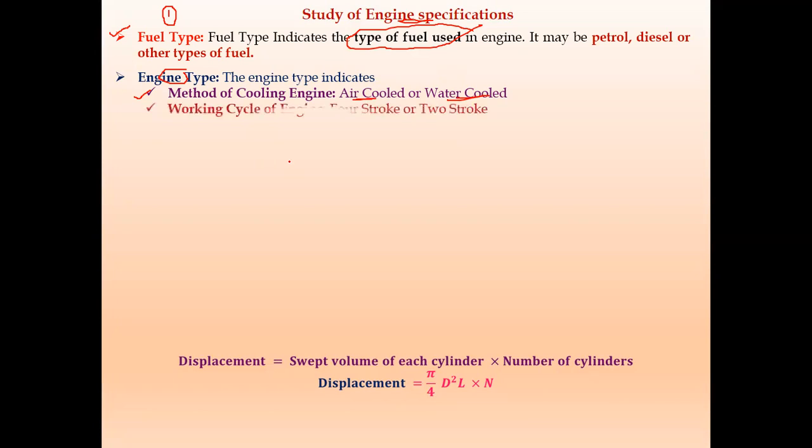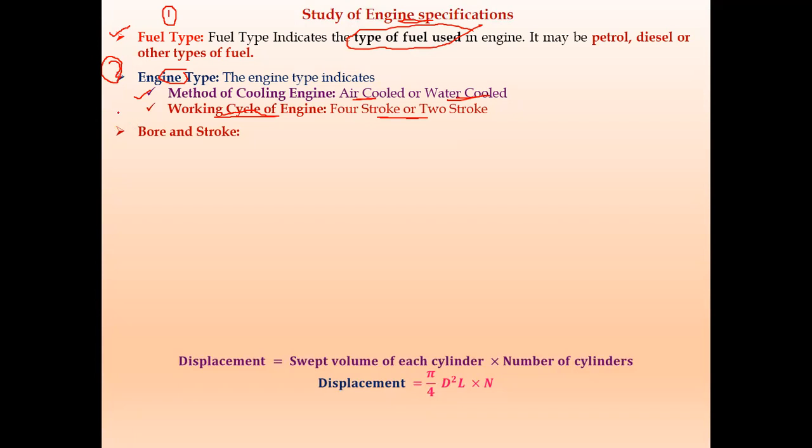In engine type we also have, second, the working cycle of the engine. It may be 4-stroke or it may be 2-stroke. This 2-stroke and 4-stroke is a main important parameter in the case of engine type. So fuel type first and engine type second are the parameters most commonly used to specify the IC engine. Now, all these specifications are technical, or we can say product specifications, not aesthetic or ergonomic specifications.